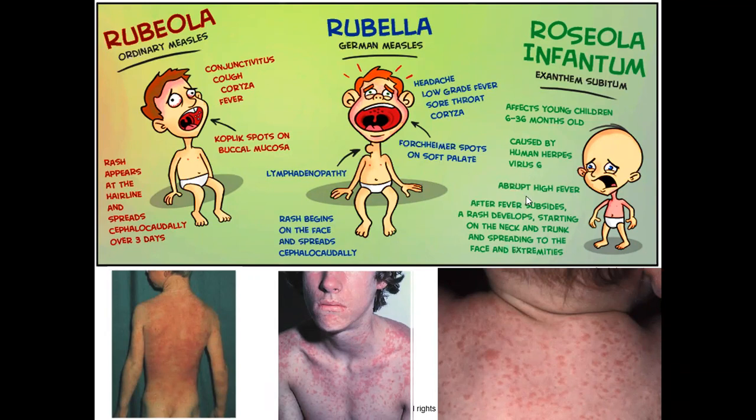The patient has a sudden fever. After the fever subsides, a rash develops, starting on the neck and trunk, and also spreads to the face and extremities. What next?